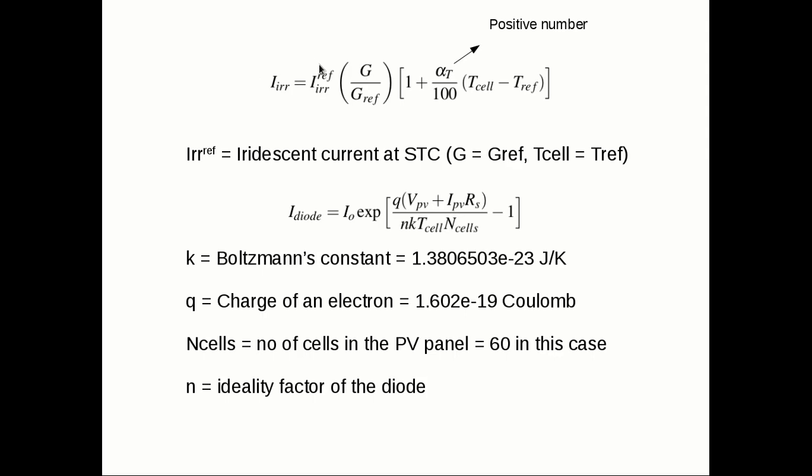Here, IIRref, that is the irradiance current at STC. STC, as you know, is standard test conditions, where G is equal to Gref, 1000 watts per meter squared, and the temperature of the cell is equal to Tref, which is 25 degrees Celsius. So you can see it is proportional to the ratio of incident solar radiation, G, and that at STC, Gref. So this is why you can see the curve actually drops as incident solar radiation falls. But anyway, more on that later. And then of course there is a factor relating to temperature.